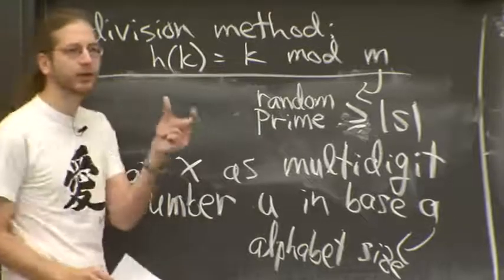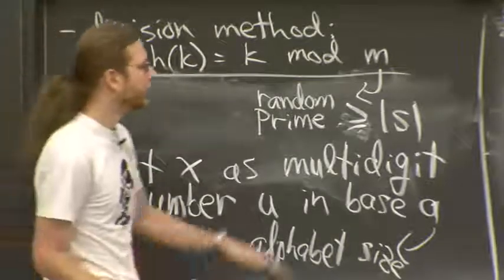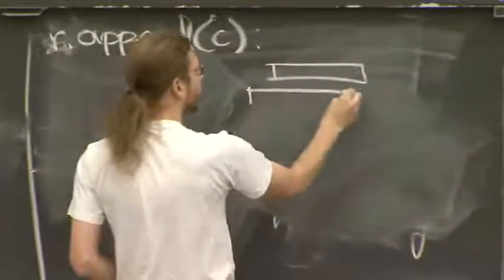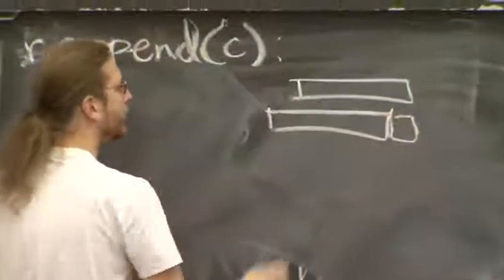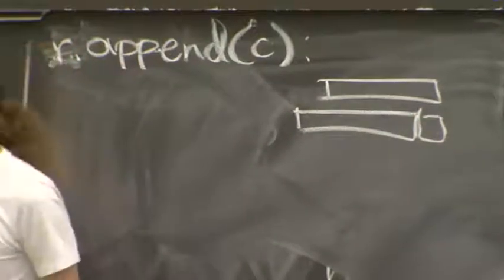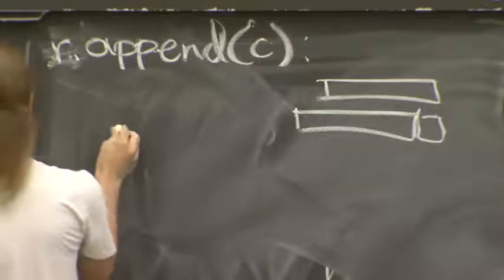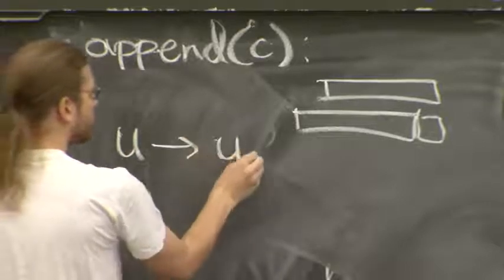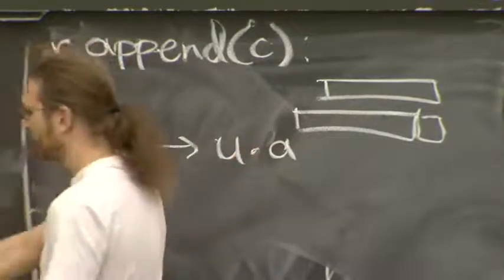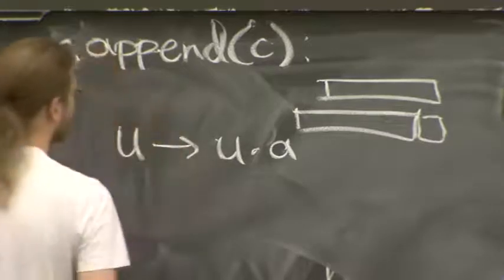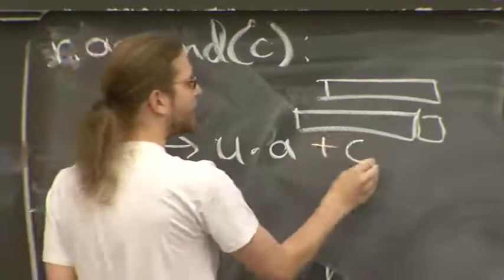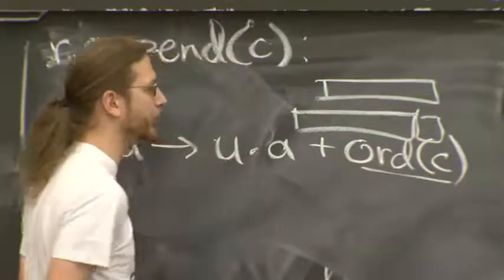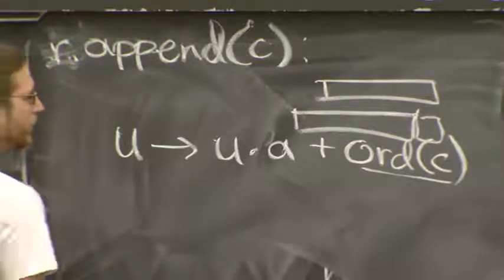Whatever the size of your characters in your string, when I add a character, this is like taking my number, shifting it over by 1, and then adding a new value. So how do I shift over by 1? I multiply by a. So if I have some current hash value u, it changes to u times a, or sorry, this is the number represented by the string. I multiply by a, and then I add on the character. Or in Python, you'd write ord of the character. That's the number associated with that character. Okay, that gives me the new string.